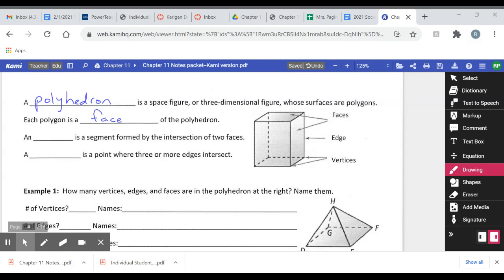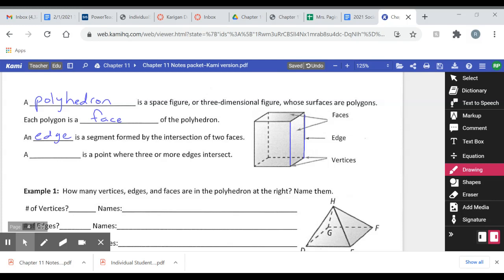An edge is a segment formed by the intersection of two faces. You can see in this picture the faces are like the different sides, where the edge is where two sides meet up. Like they're showing you, this is an edge and that's an edge. Again, it's basically a line where those two faces meet up.